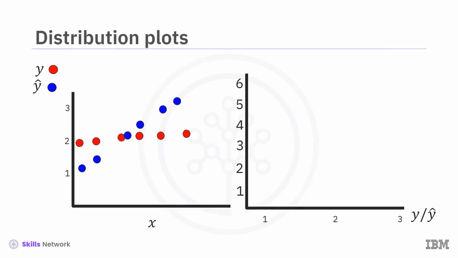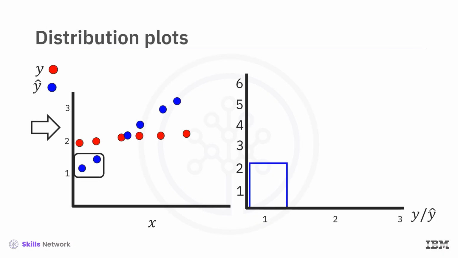A distribution plot counts the predicted value versus the actual value. These plots are extremely useful for visualizing models with more than one independent variable or feature. Let's look at a simplified example. We examine the vertical axis.